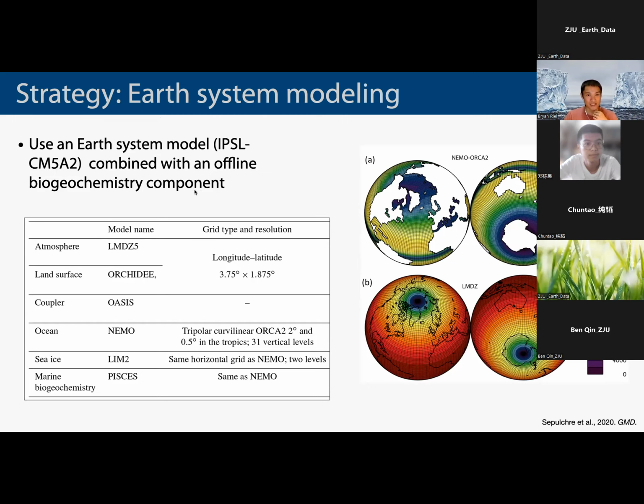offline biogeochemistry component to look at the interaction between atmospheric circulation, the geographic distribution of continents, and then how that will affect ocean circulation. This is just showing how the spatial domain is discretized into different grid cells.